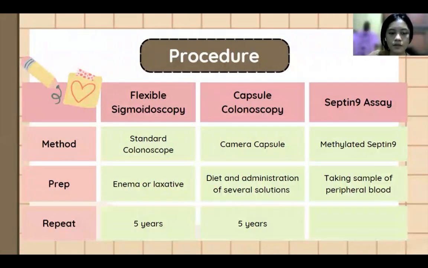And the next one is capsule colonoscopy. This procedure can be performed by instructing the patient to ingest the disposable camera capsule. Prior to having a capsule colonoscopy, the patient will be instructed to follow a low residue diet for 3 days and a full liquid diet for 1 day. Additionally, the patient is directed to consume 2 liters of polyethylene solution the night before and 1 liter in the next morning.